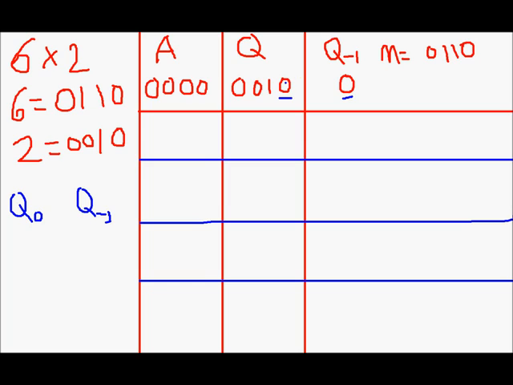This 0 is the Q0 position of Q. This 1 is the Q1 position. This 0 is Q2 and this 0 is Q3. So initially our Q0 and Q minus 1 are 0 and 0. Whenever both of them are same, that is either both of them are 0, 0 or 1 and 1, we'll simply shift.